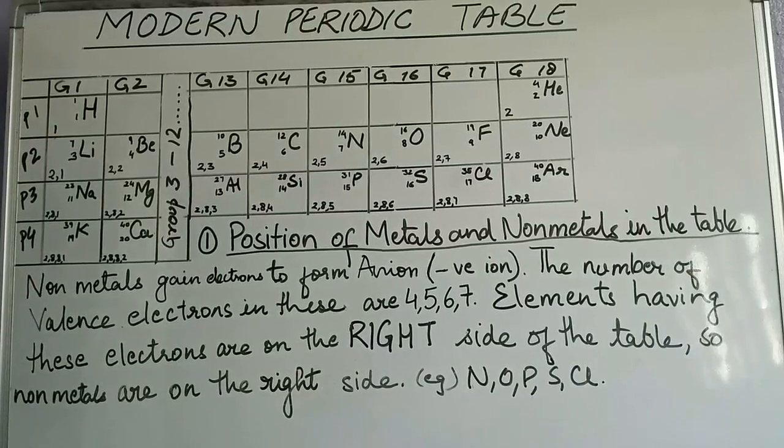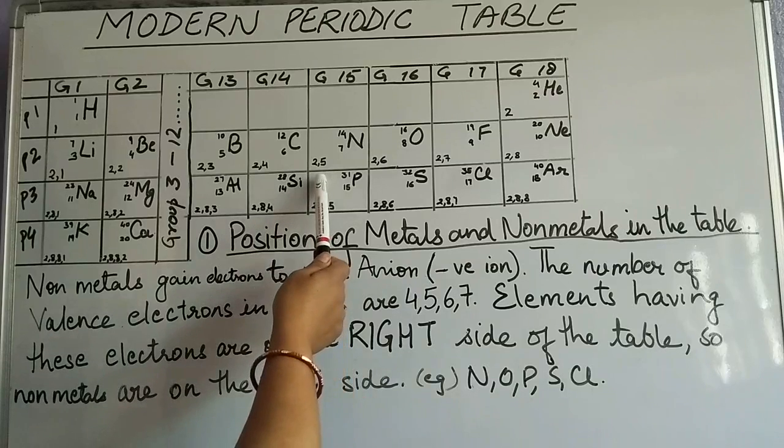Talking about the non-metals, all of you already know the non-metals are those elements which gain electrons and form anions, which are negatively charged ions. When we talk about the valence electrons, they have 4, 5, 6 and 7 number of valence electrons, and if you compare the periodic table, these electrons are found on the right hand side of the table, right? So we are going to deduce that the non-metals are always on the right hand side of the table. If we take some examples, nitrogen, oxygen, phosphorus, these are the examples.